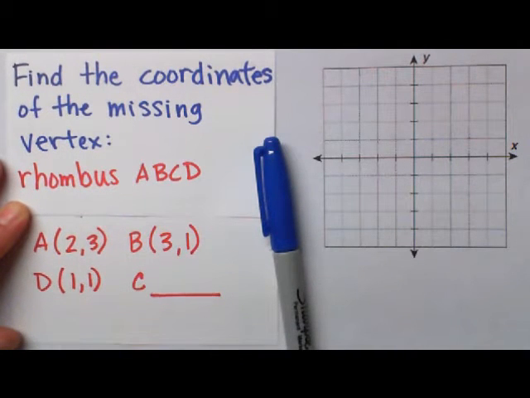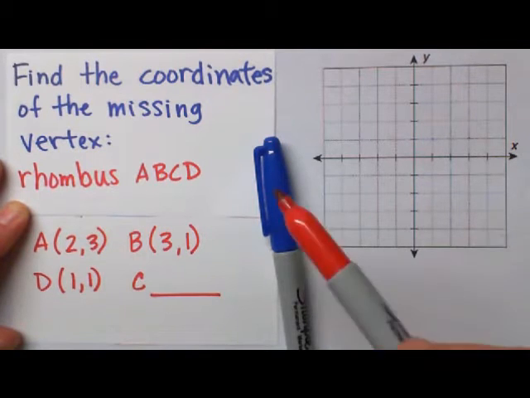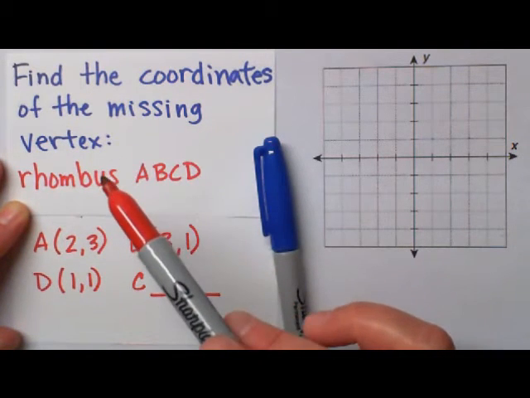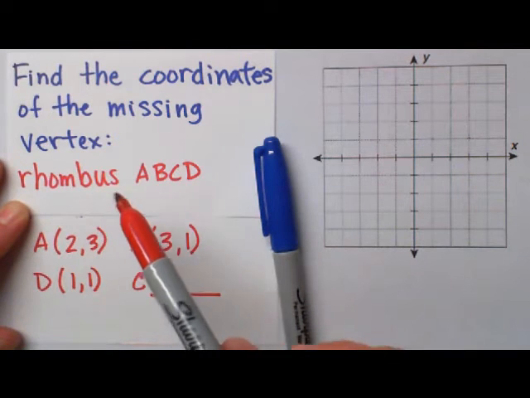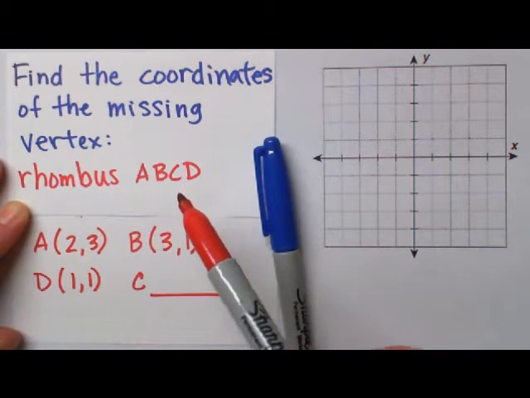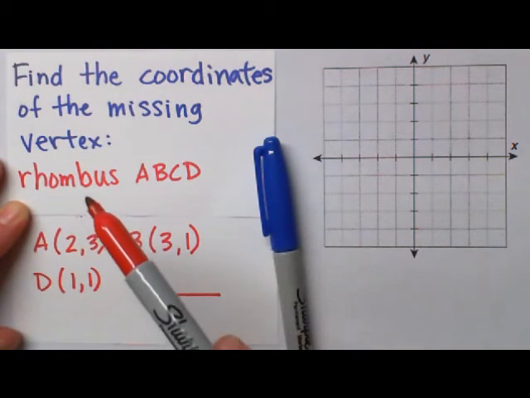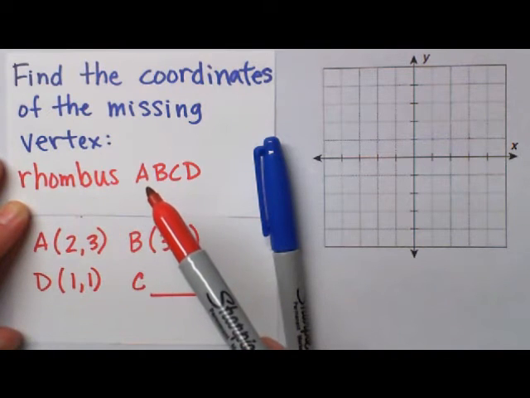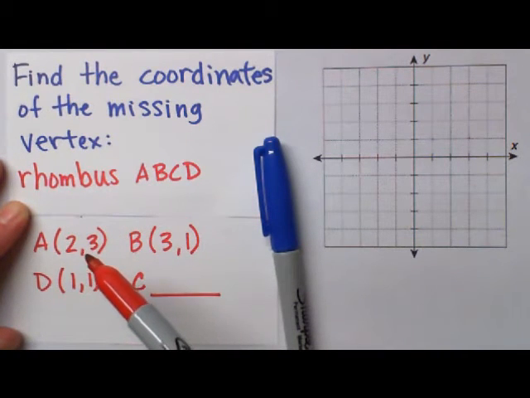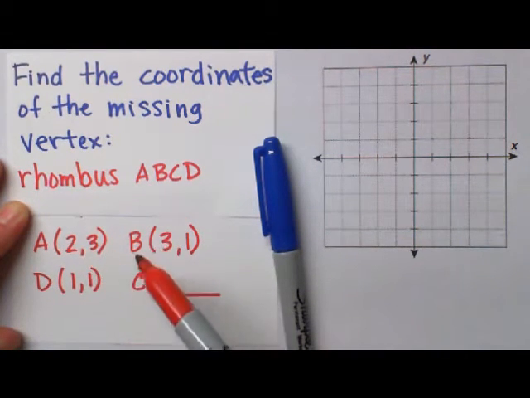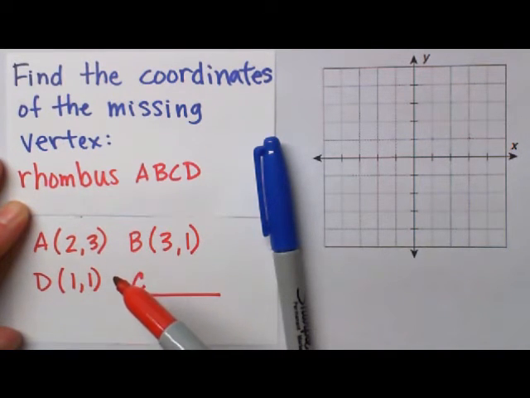So the last kind of problem of the night. We're given a question where it says find the coordinates of the missing vertex on a rhombus ABCD. So what they're saying, guys, is we have a rhombus with vertices A, B, C, and D, and we know vertices A, B, and D, but we don't know what C is. So the first thing we're going to do is plot these points. So why don't you go ahead and do that.